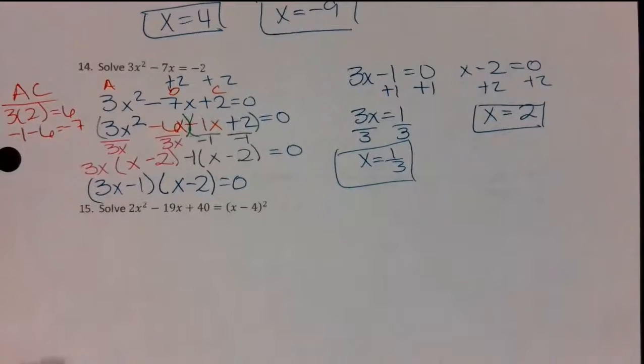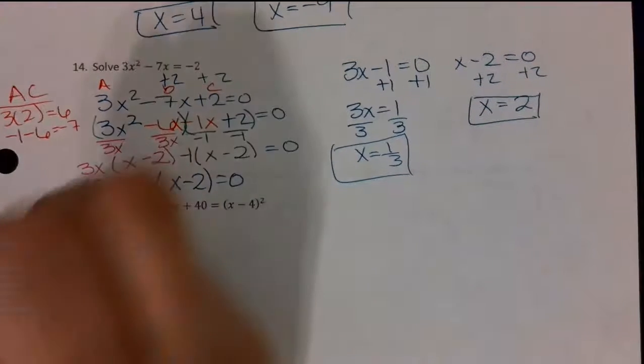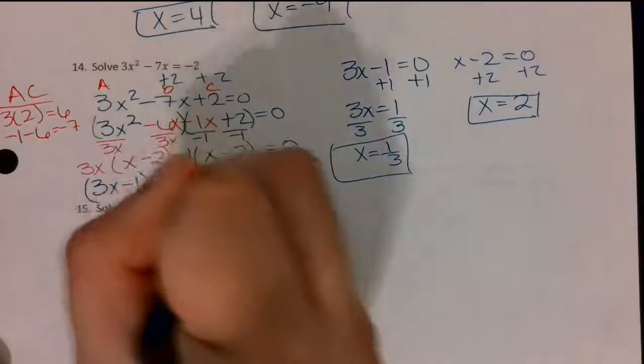Number 15 wants me to solve. Before I solve, I want to multiply out my right side so I can combine like terms and set it equal to 0. So I'm going to leave the left side alone for now.